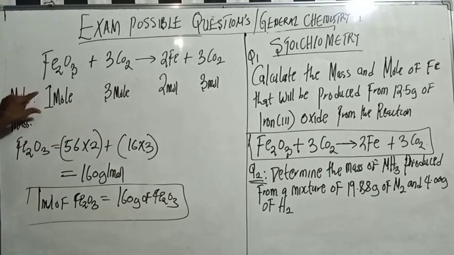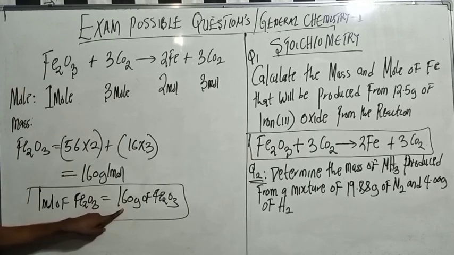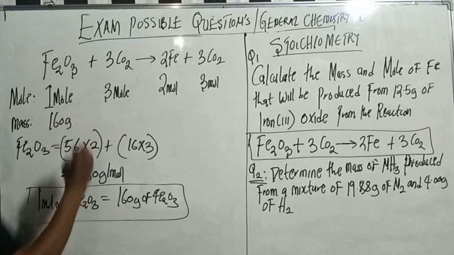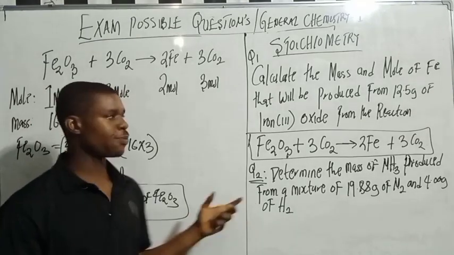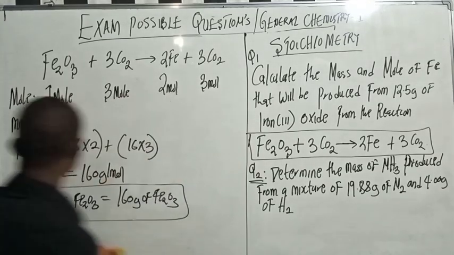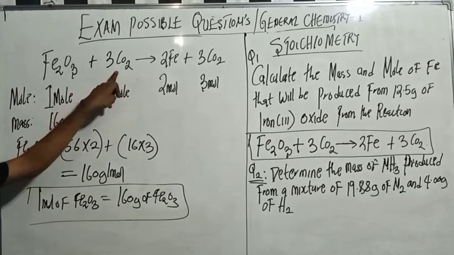Do you get that? Now how many moles do you have here? Here we have 1 times 160. Here we have 160 gram. So like I said, we have different methods in solving this type of problem. Here is the simplest method in solving this question.